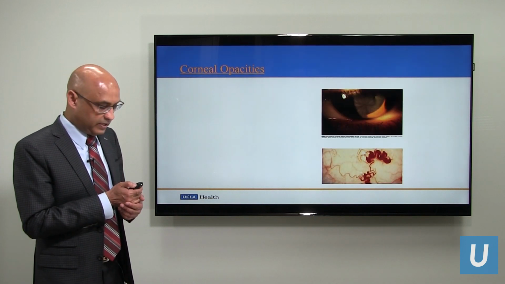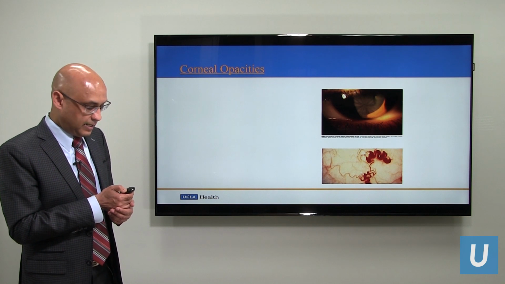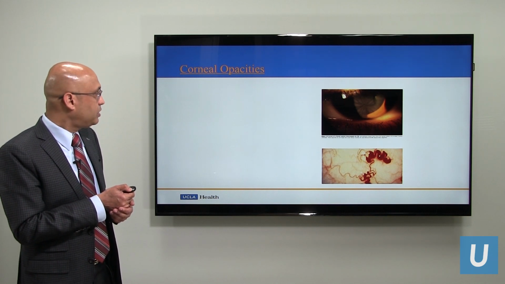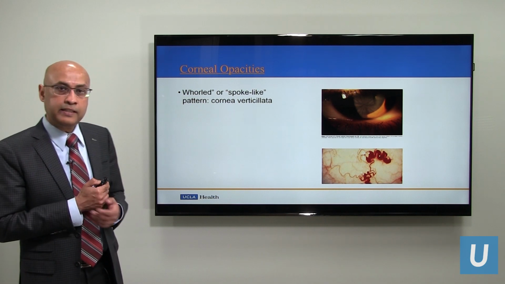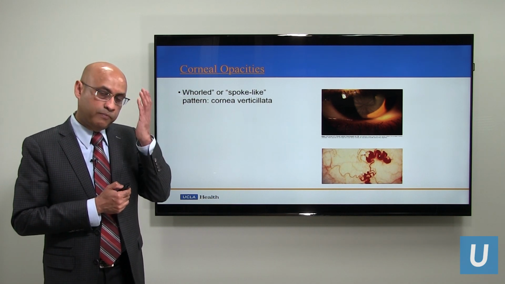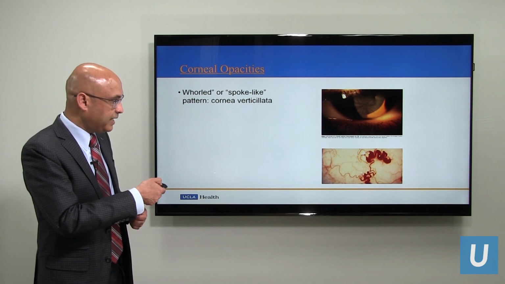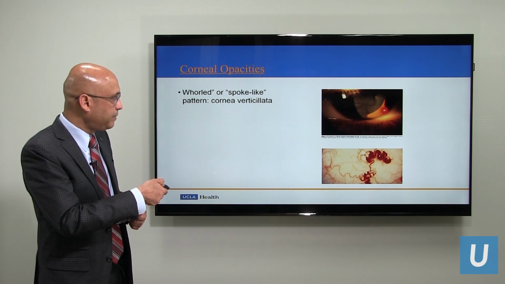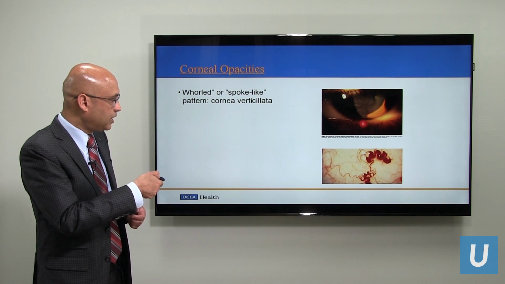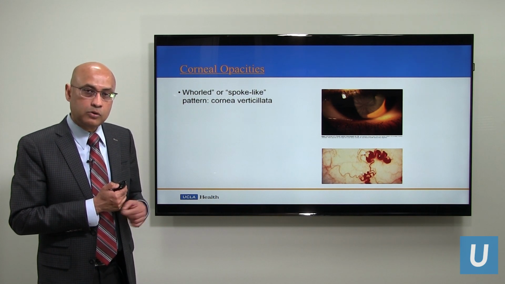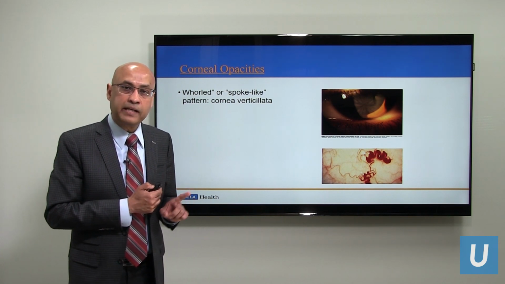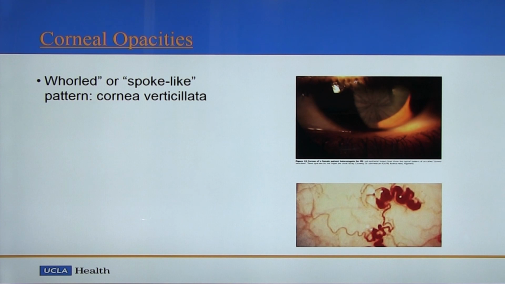So let's go over some of the manifestations of Fabry. So this is what we call cornea verticillata. These are opacities in the cornea, which is the front part of your eye. And this is seen on slit lamp, and you can see these spokes. So this is a whorled or spoked pattern, and this is called cornea verticillata. What's important to keep in mind is this won't impact the vision. So the patient won't show up and say that I can't see. But when they go for a slit lamp examination to the eye doctor, they can see this.